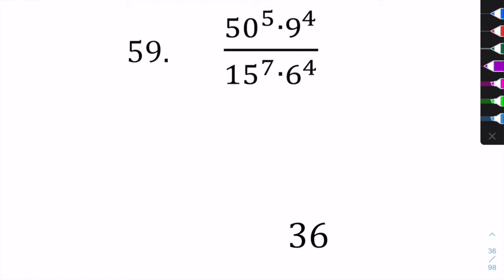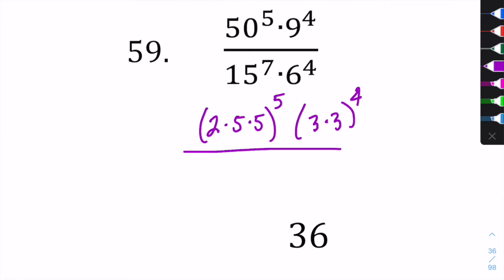Will this next one be 1 as well? Stay tuned. Let's take a deep dive into this. So, 50. Let's do the full factorization of this as 2 times 5 times 5, and it's to the 5th power. And 9 is 3 times 3 to the 4th now. Okay, denominator, we have 3 times 5 because that's 15 to the 7th power, and 2 times 3 is 6 to the 4th power. Great.